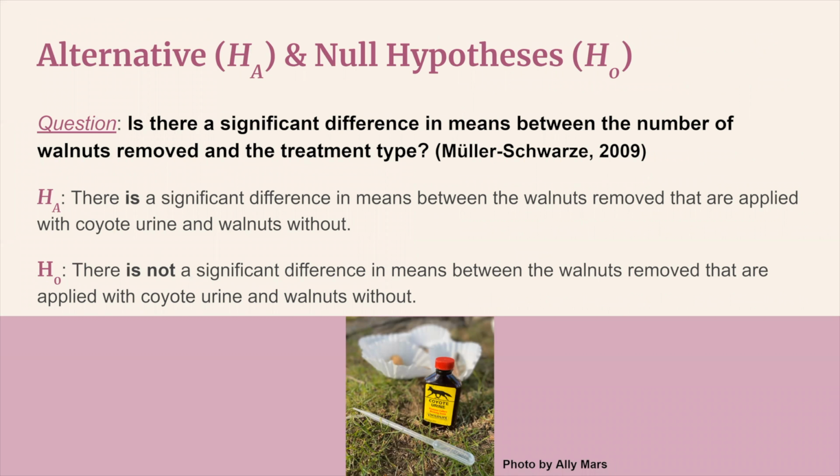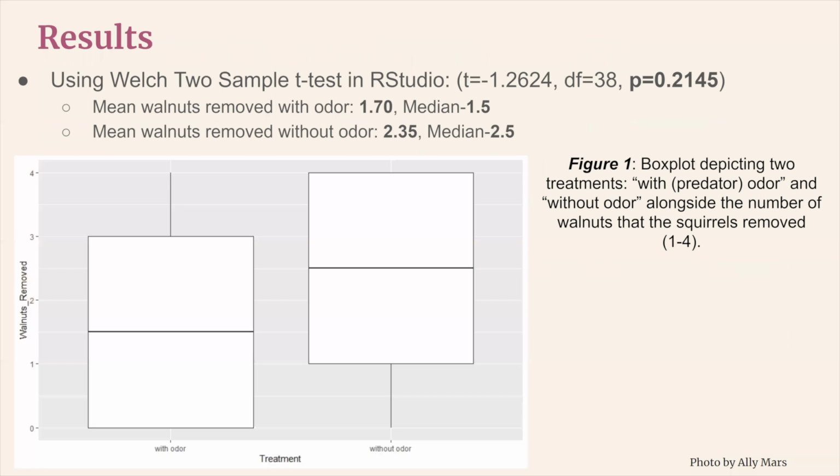So for my alternative and null hypotheses, again with the overall question being, is there a significant difference in means between the number of walnuts removed and the treatment type? For the alternative hypothesis, there would be a significant difference in the means, and for the null hypothesis, there would not be a significant difference in the mean.